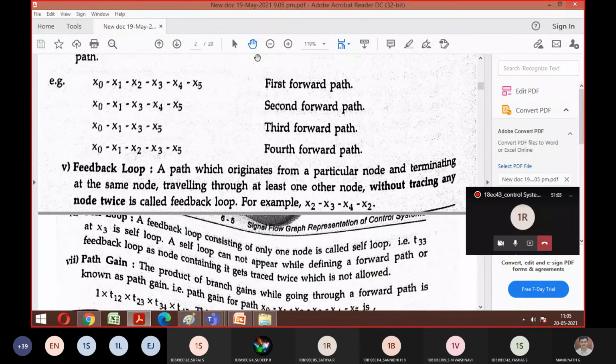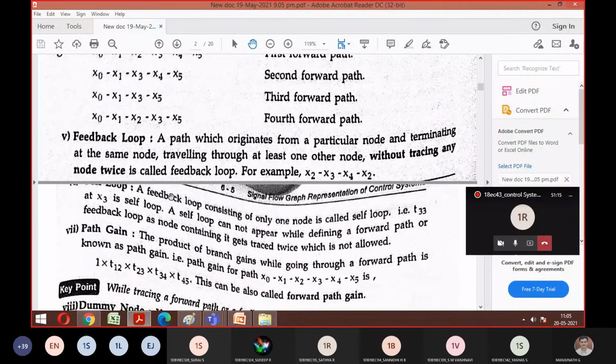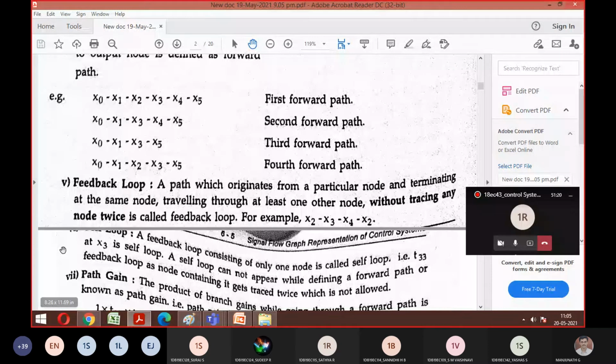See, if you're able to understand this definition, only then will you get an idea when you solve the problem. Just like how we went through the deduction technique, the same way you need to know these things. Is it fine, guys? Shall I proceed with the next path gain? I think one is missing here. There is a hidden one here. This is called a self loop. So after feedback loop, the next terminology is self loop.